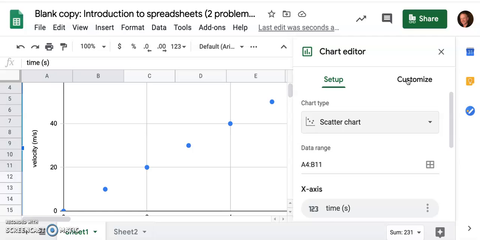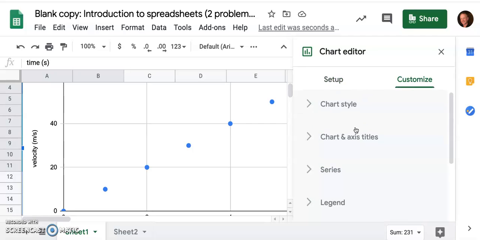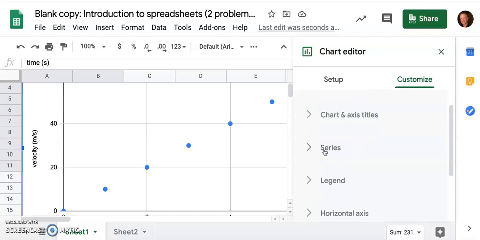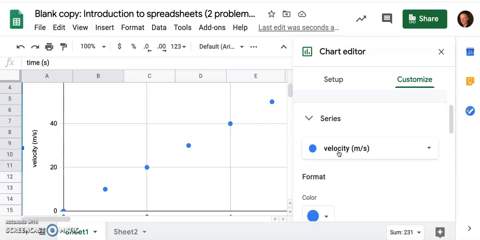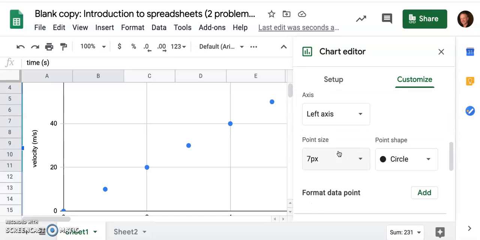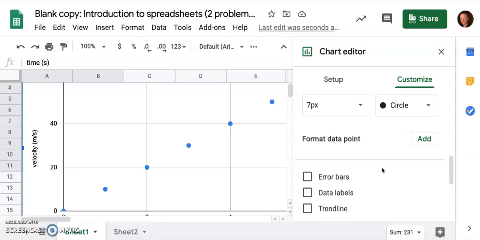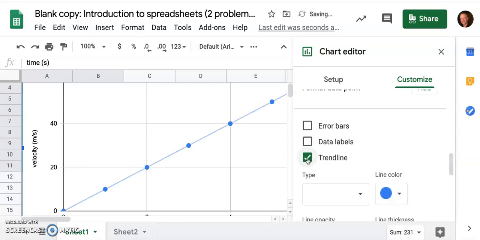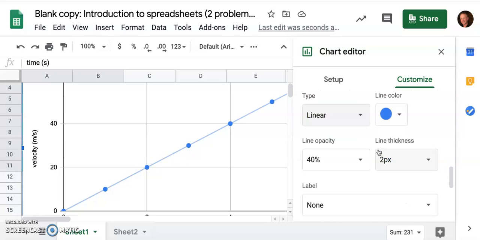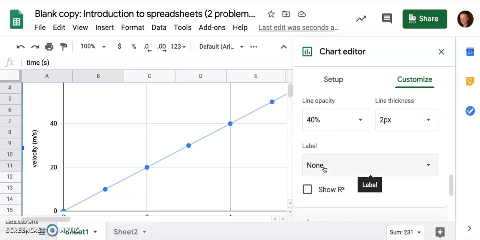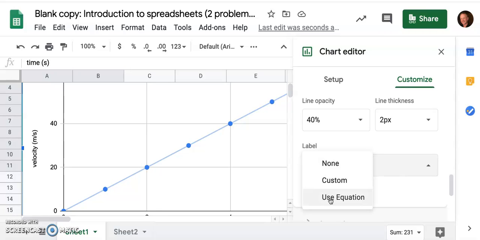So if you go to Customize, go to the right, Customize, Series, expand that menu, and as you scroll down, you have a box for trend line. And if you check that box, the default setting says linear, and a linear trend line appears to be the best fit because it touches all the points. Scroll down a little further, and you can use label none, but we want to change that to use equation.